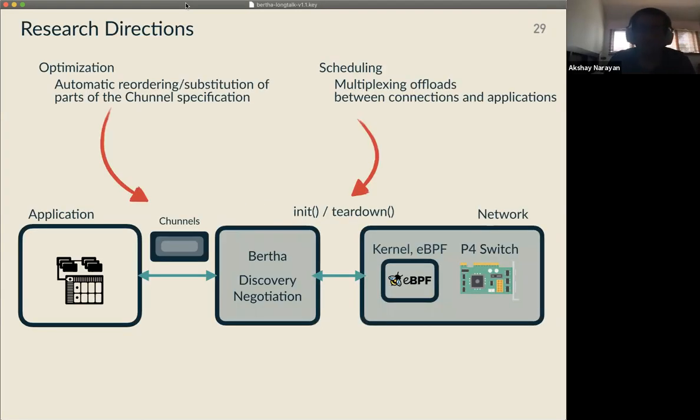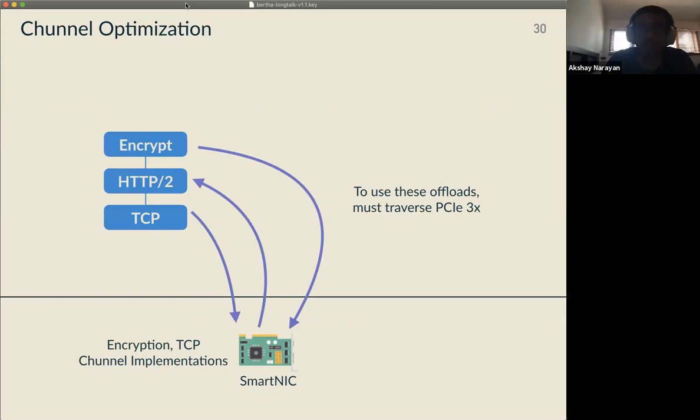First, as we saw with negotiation, how should Bertha decide which tunnel implementations to use for a given connection? This is sort of similar to the role of a cluster scheduler, except we're scheduling connection offloads instead. So let's consider this example where the application has specified a TCP tunnel inside an HTTP2 tunnel inside an encryption tunnel. And we have a SmartNIC available, which offers implementations for both encryption and TCP.